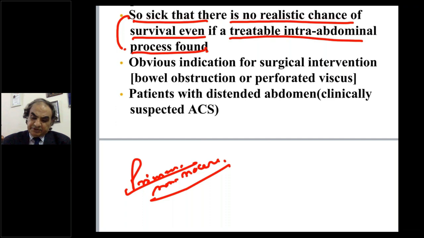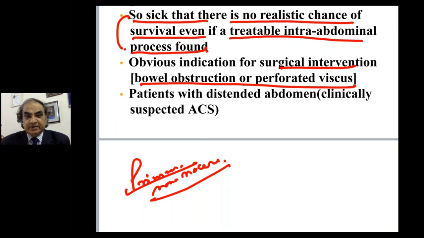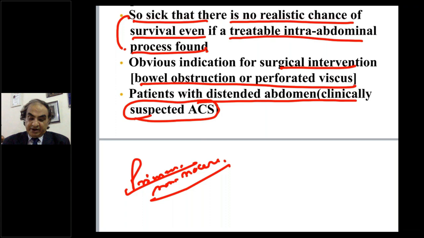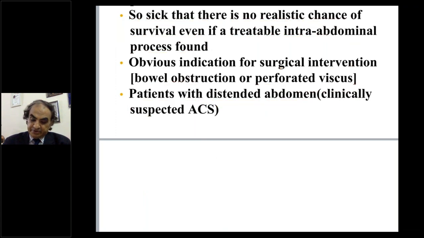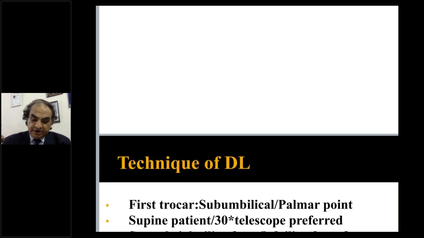The obvious indication for surgical intervention, like bowel obstruction or perforation, then why are you putting in a scope? So that's a contraindication. Would be relative, and of course, distended abdomen, clinically suspected to be abdominal compartment syndrome. So the contraindications, if I have to put it down as 1, 2, 3, would be what? 1, poor performance status. I put it in one word, which you can answer. 2, pneumo not feasible.